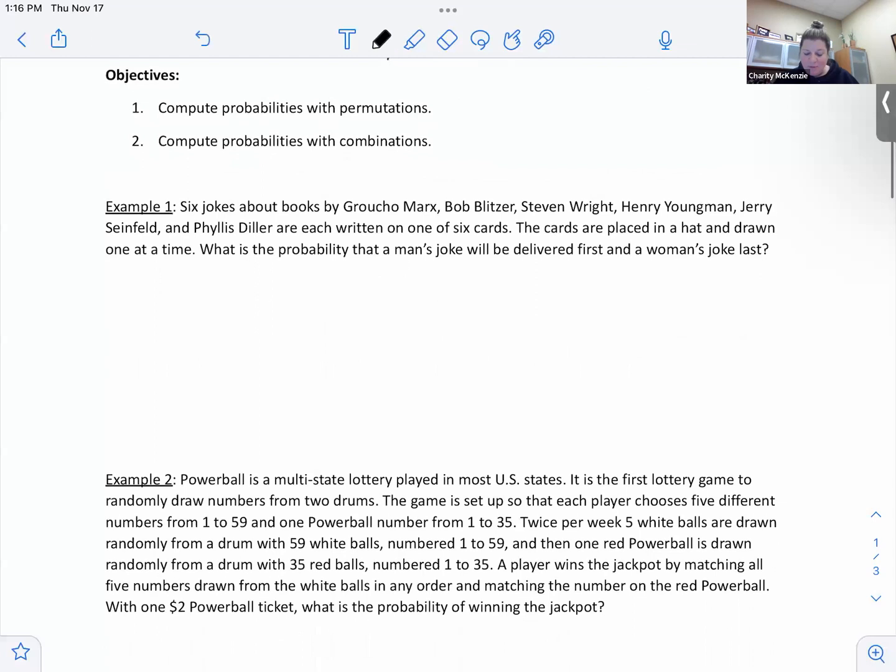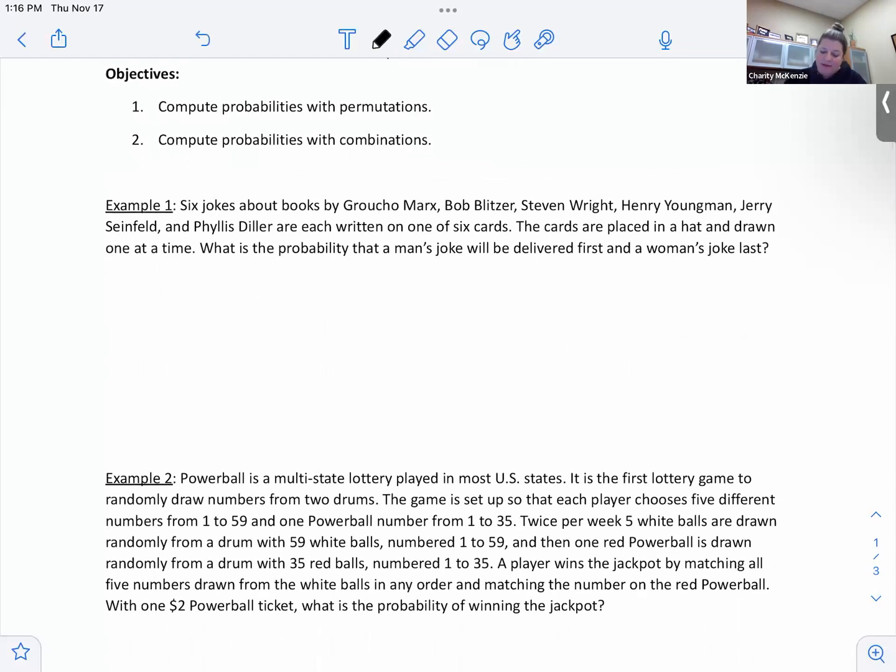Okay, so example one, 6 jokes about books, by Groucho Marx, are written on one of 6 cards. So we have jokes on cards written by the following. The cards are placed in a hat and drawn out one at a time. What's the probability that a man's joke will be delivered first and a woman's joke delivered last?